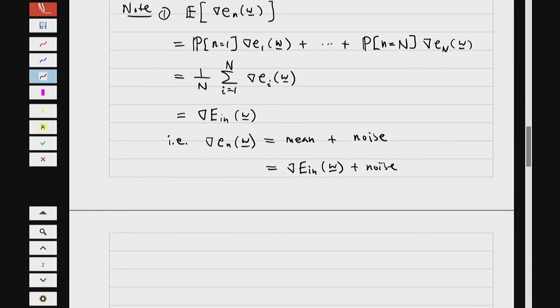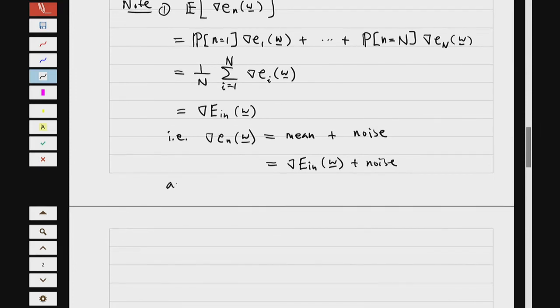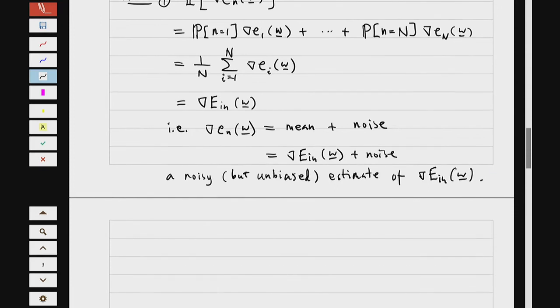So, in fact, this is a noisy version, but it is unbiased, because you hit the right mean value. The term in statistics is called an unbiased estimate of the true gradient, of course. E_in is the true gradient.